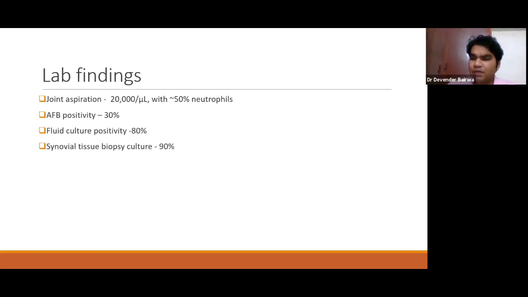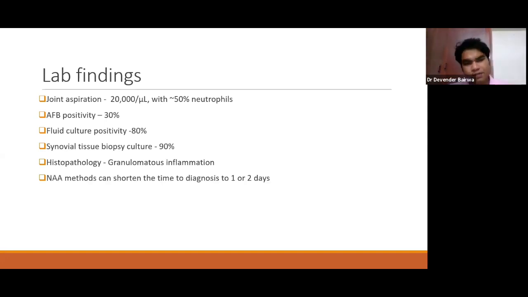Many cases can present with chronic monoarthritis, and when we do a biopsy, the only thing we find there is non-specific inflammation. But if we send this tissue for culture, then mostly the culture will be positive. So our practice is that whenever a patient presents to us with chronic monoarthritis, we tend to do a biopsy as well, and we also send the biopsy tissue for culture, especially for tuberculosis. If you do histopathology of that tissue, you will find granulomatous inflammation there. Apart from these things, you can simply send that fluid for GeneXpert or other nucleic acid amplification based methods. These methods can give a report in 1 or 2 days.